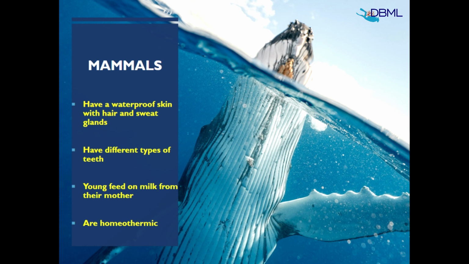And mammals are one of the class of organisms which have specialized teeth. They have many different types of teeth, whether it be canines, molar, premolar, incisors. They have all these different teeth in their mouth. And in some cases, like whales, they have baleen teeth.